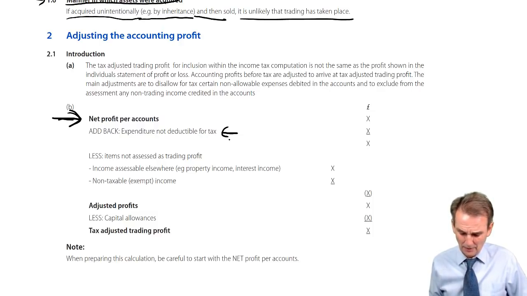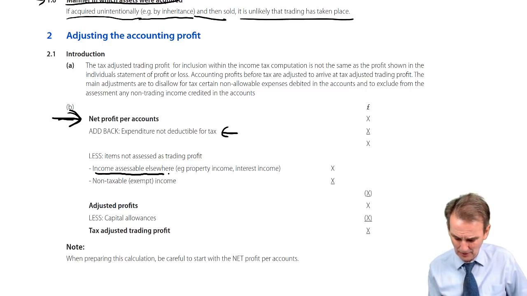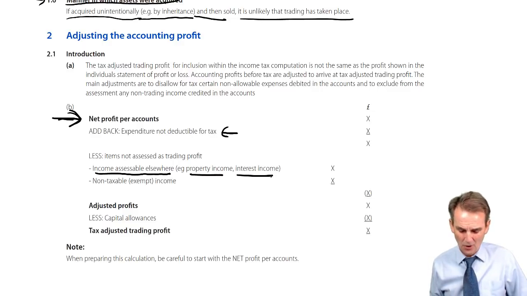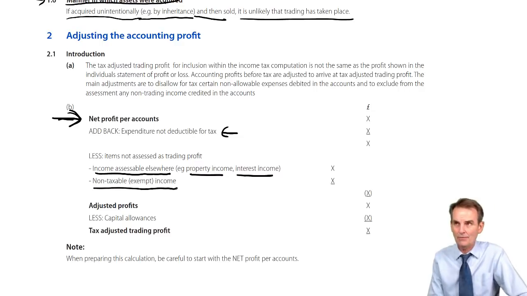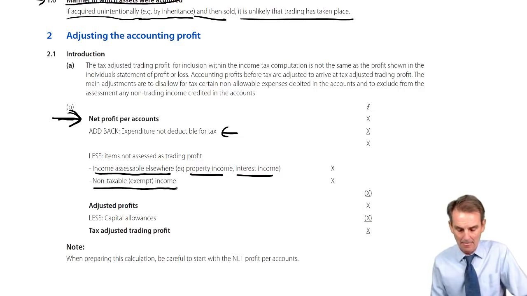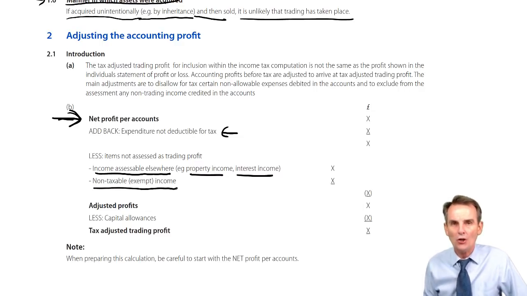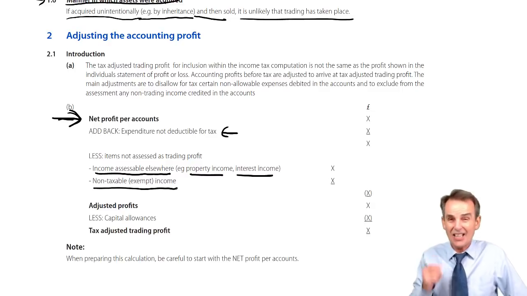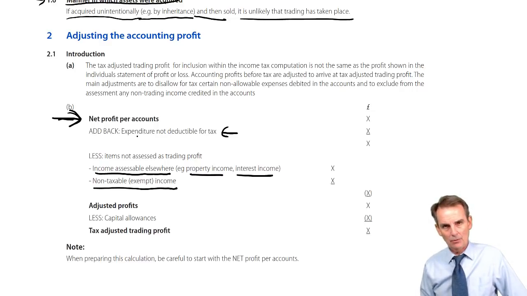What we also do, as we've said, is take out anything credited that is not trading income. Income assessable elsewhere, like property income and interest income, as we have mentioned, or even non-taxable exempt income, like income from an ISA, for example. So anything that is not taxable, either because it's exempt or, though it is taxable, it's not trading income, comes out.